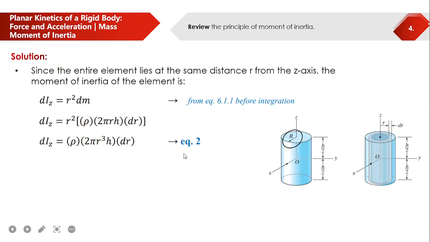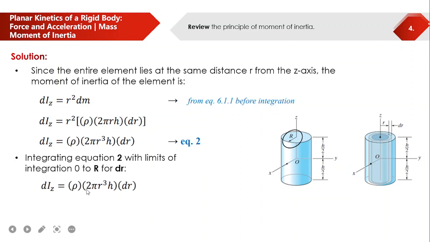That's your equation 2. Integrating equation 2 with limits of integration from 0 to r for the whole body. So dI sub z is equal to rho times 2 pi r cubed h times dr. Then we integrate both sides: the integral of dI sub z from 0 to I sub z is equal to the integral of rho times 2 pi r cubed h times dr from 0 to r.